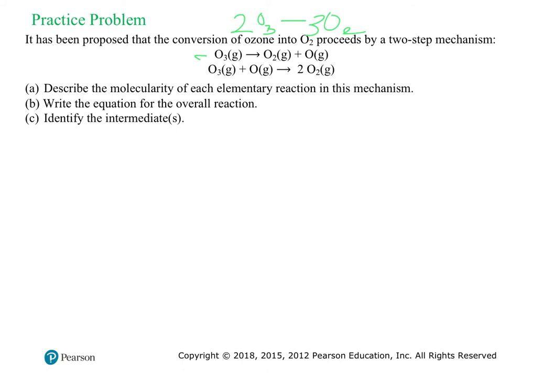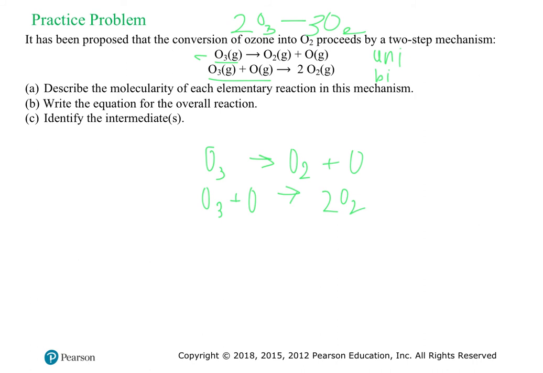Well, in this first step, we have 1 molecule, so that would be unimolecular. And in the second step, we have 2, so it's bimolecular. So for the overall reaction, we're going to add up what's happening. It's kind of similar to what we did in Hess's law. So we have ozone going to O2 plus O, and then ozone plus oxygen atom going to 2 O2.